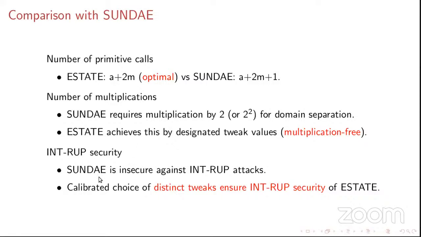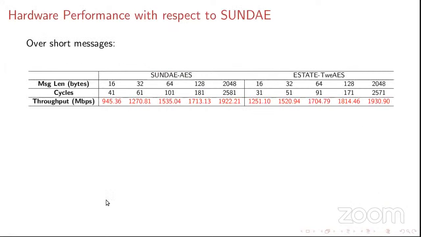Again, state, we have shown that it's inter-UP secure, and Sunday is insecure. Our colleague Quatemok has implemented both Sunday and state in hardware, and what we have observed is that for short messages, this additional saving, this additional call, actually helps state to achieve a better throughput. For example, for 16 bytes, the throughput for Sunday AES is 945 Mbps, whereas for state it's 1251 Mbps, so an increase by more than 300 Mbps here.